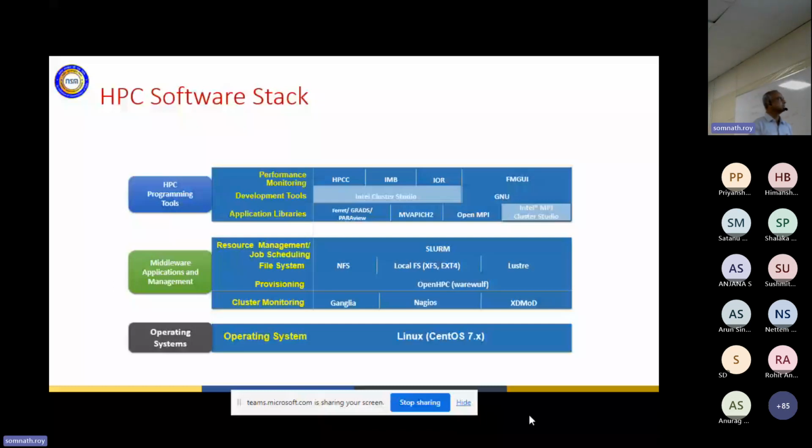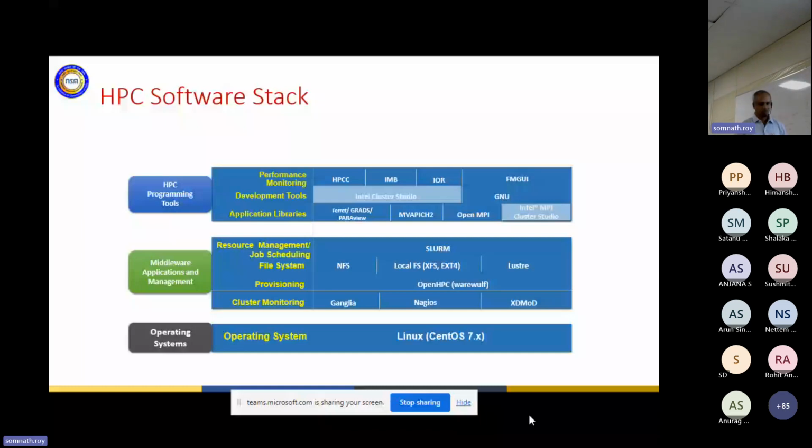So I hope the stack is clear. As far as you are concerned, you will be using the Cluster Studio or part of it. These are the user interfaces which the user uses to write a code and run it.